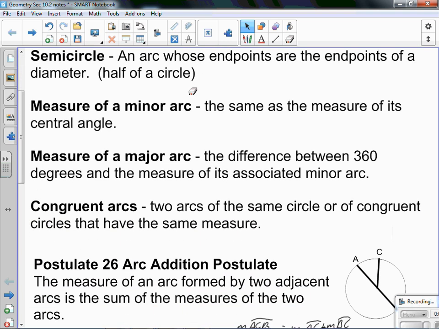And congruent arcs are two arcs of the same circle or of congruent circles that have the same measure. Since these measures are in degrees, those circles have to be the same size, right? Because I could have a really big circle with a 27-degree arc and a really small circle with a 27-degree arc. Just because both arcs are 27 degrees of the 360 doesn't mean they would be congruent, because the circumference of those circles would be much different.